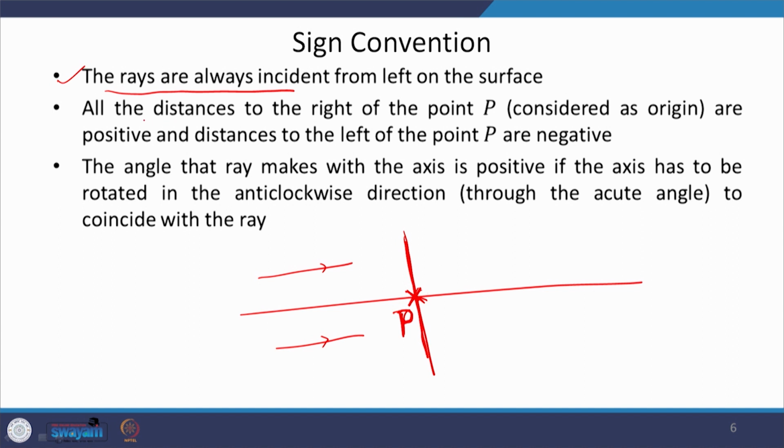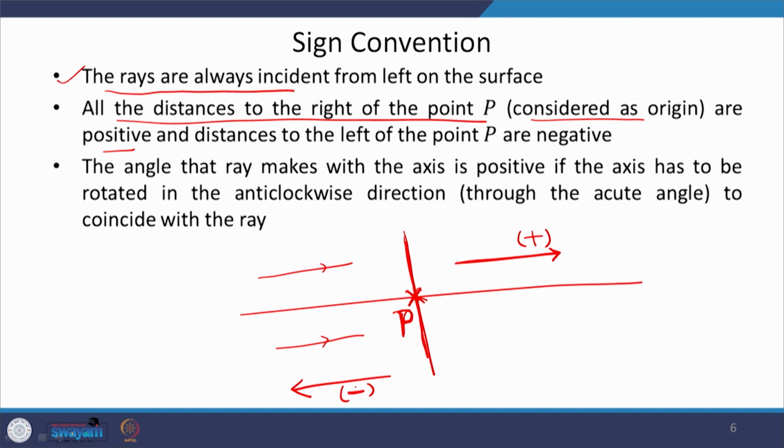All the distances to the right of the point P, of course, P is considered as origin, are positive. It means in this direction the distances are positive, and the distances to the left of P are considered negative. Any distance you measure in the right-hand direction from P is positive, and any distance you measure before P, which is on the left of P, is always represented as negative.